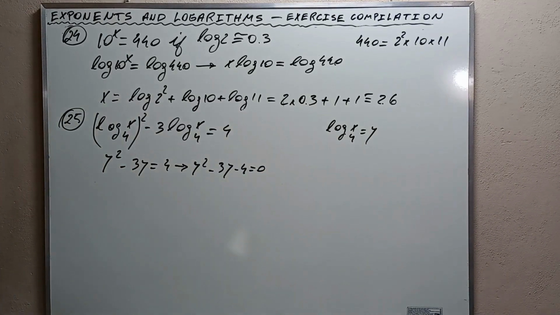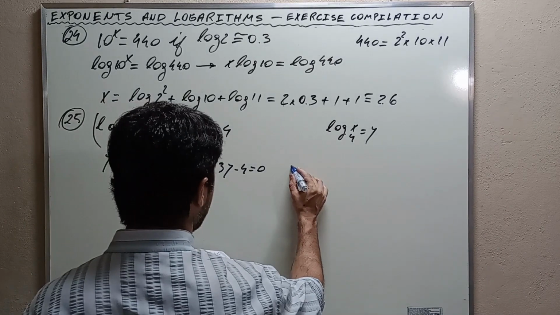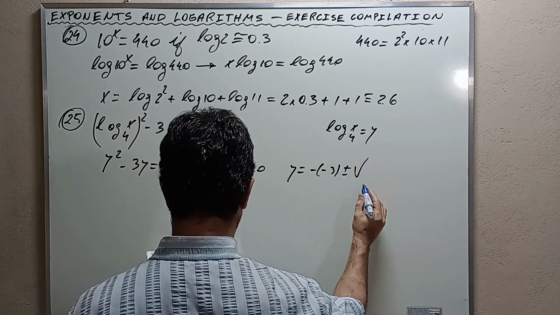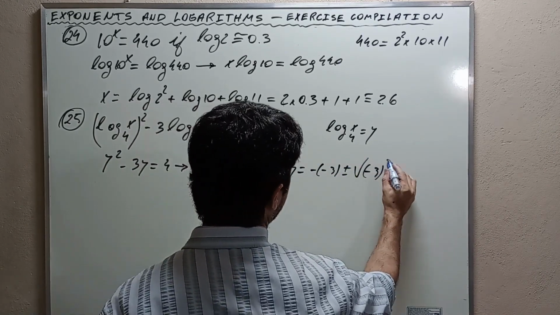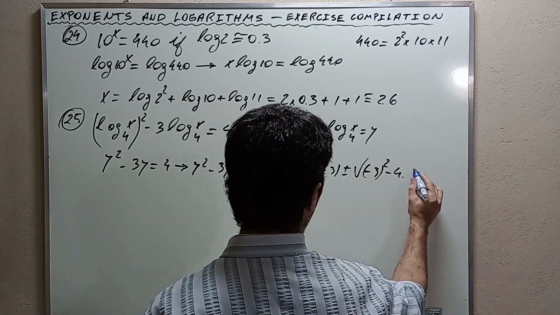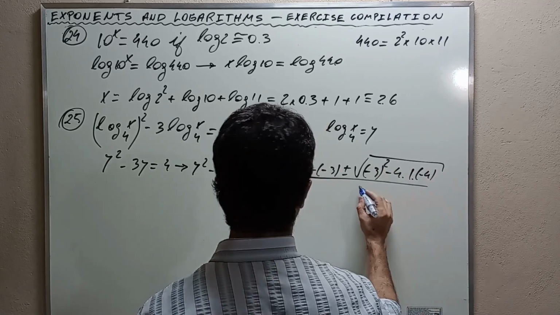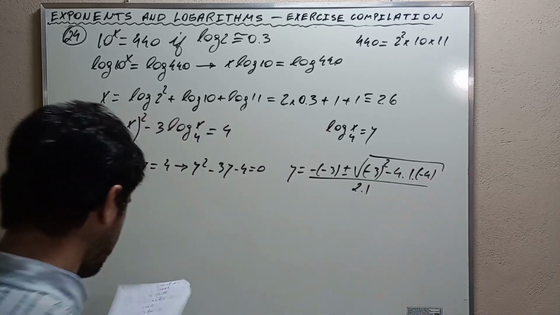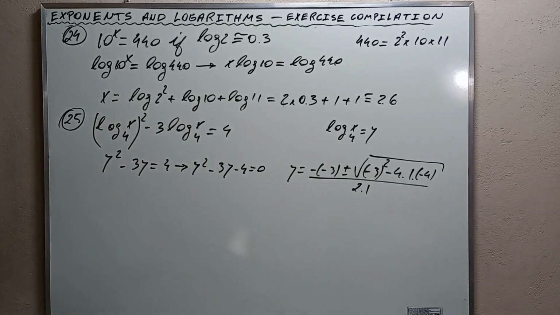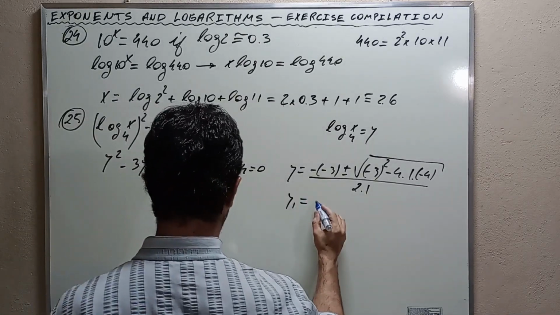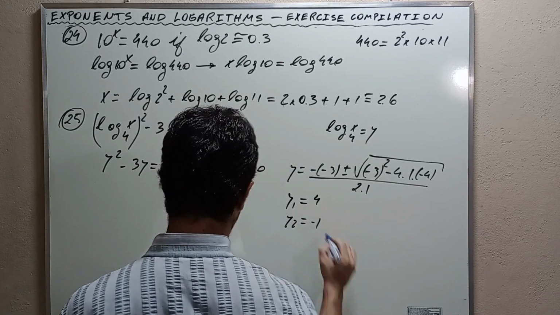This is a quadratic equation whose solution is pretty much known even to high school students. We're going to do the following. y is equal to the negative of negative 3 plus minus the square root of negative 3 squared minus 4 times 1 times negative 4, divided by 2 times 1. And it's going to produce two solutions. y1 is equal to 4 and y2 is equal to negative 1.